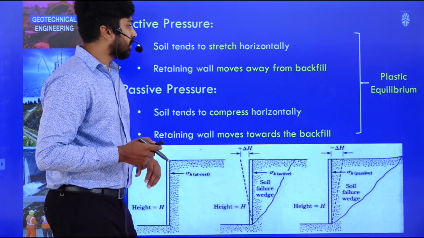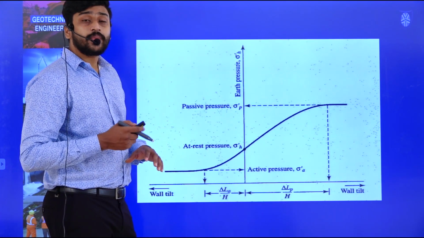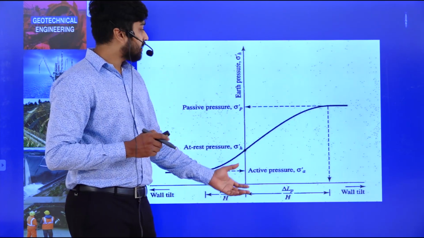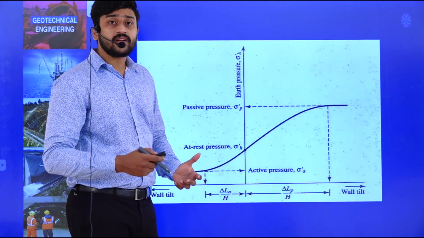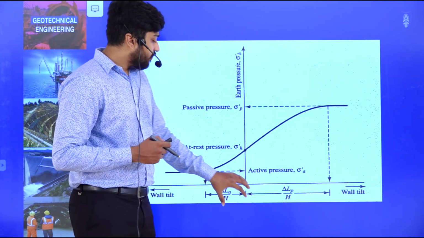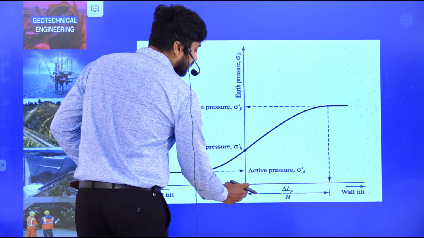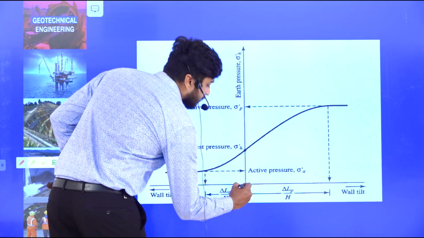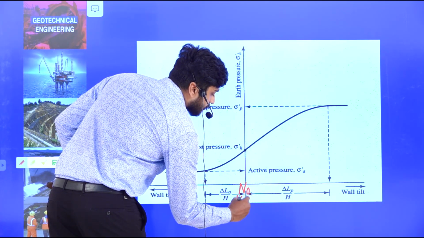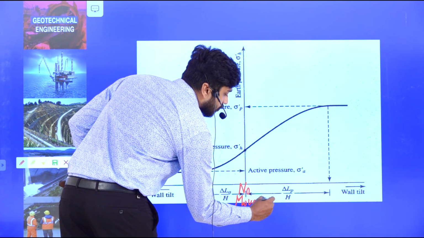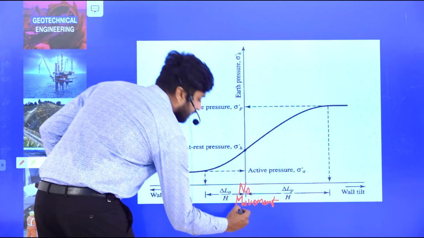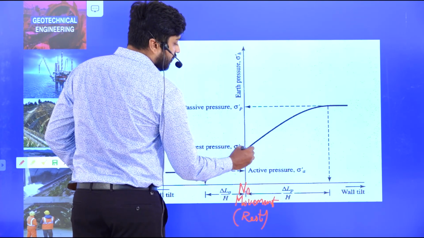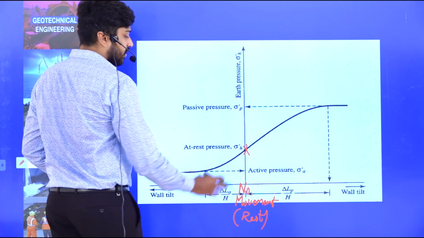Clear? Now, if you look at the pressure diagram, consider the x-axis as the movement of the wall and the y-axis as the lateral earth pressure. When the wall is stationary, that means there is no movement of the wall, it is at rest condition. In such a case, the value of the lateral earth pressure will be somewhere here.